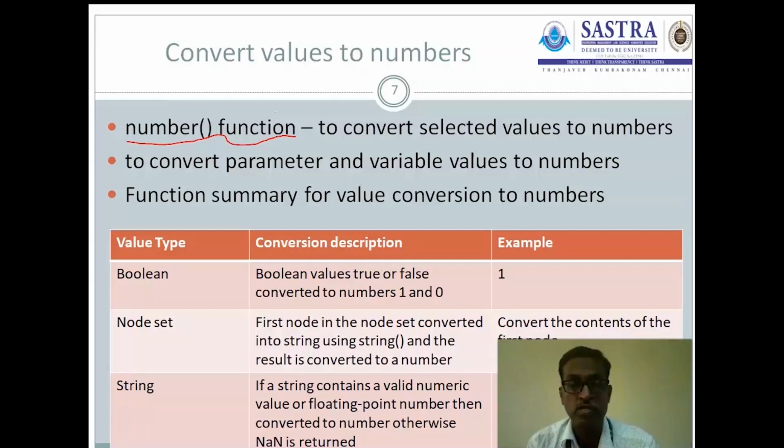If the string contains a valid numeric value, then it returns that value. Let us say 7.5 or 20, 30. If it is not possible, it means the string variable does not have a valid floating point or numeric value, then it returns NaN.